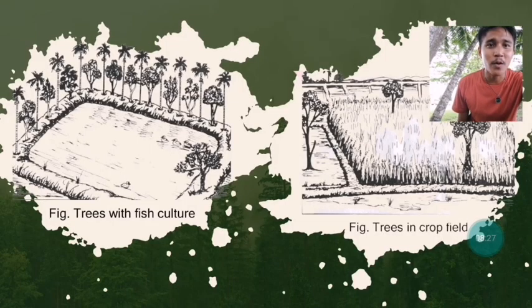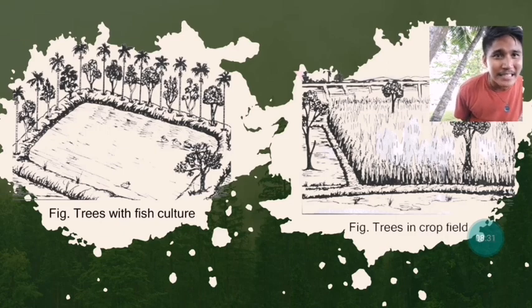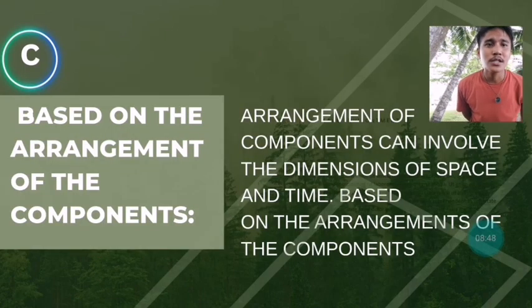So let's go for the next one. This is the tree with fish culture. As we can see, there are trees and crops, combined with fish culture. The second figure is trees with crop field. So next, the classification based on the arrangement of the components.